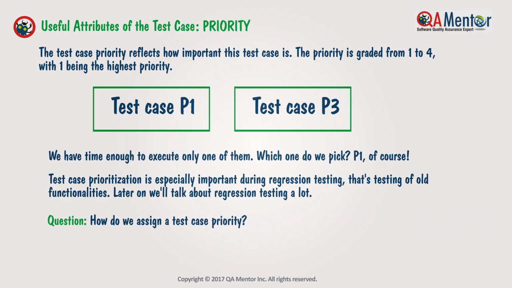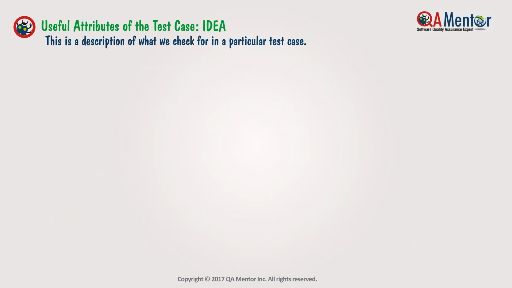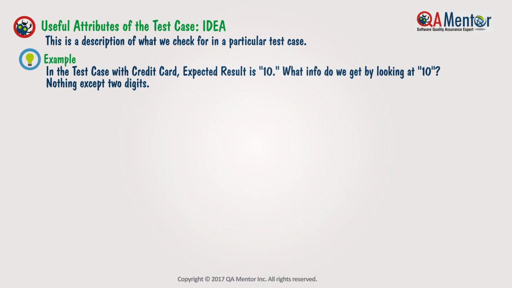How do we assign a test case priority? As a rule, the author of the test case decides the importance of the thing being checked by that test case. Idea. This is a description of what we check for in a particular test case. Example, in the test case with credit card, expected result is 10. What info do we get by looking at 10? Nothing except 2 digits.